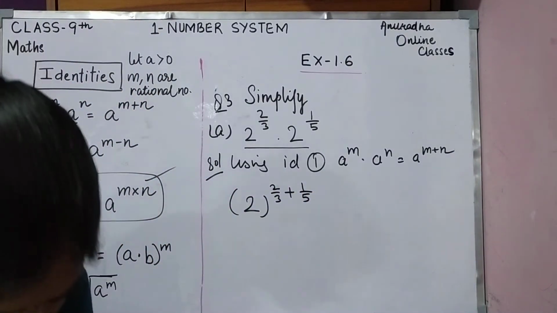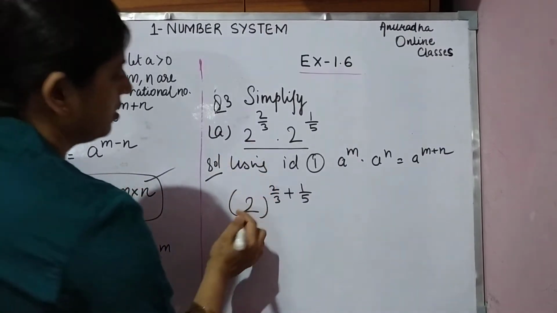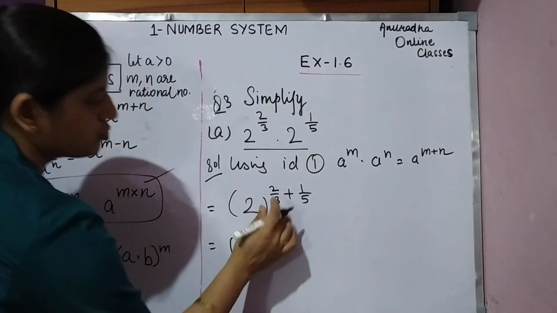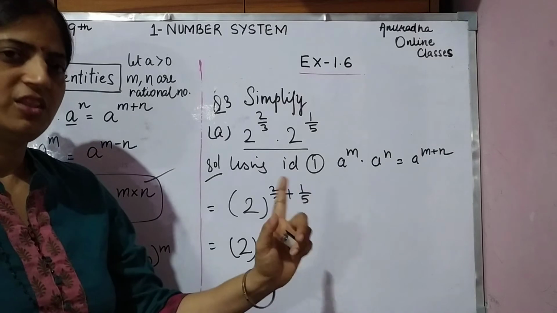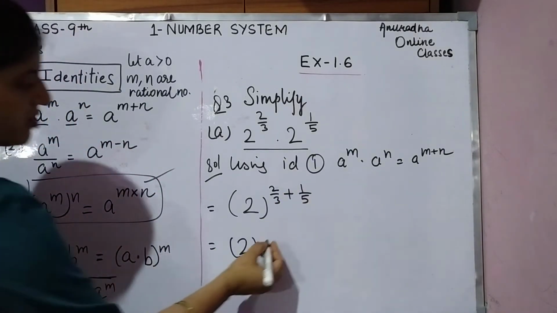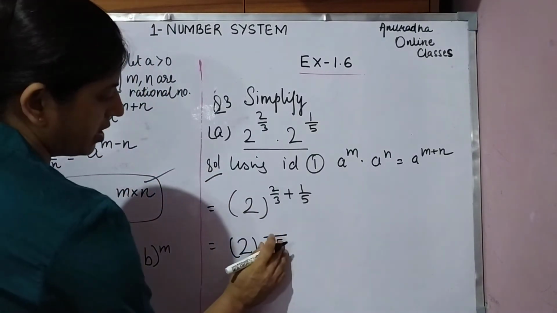It's 2 upon 3 only. Okay, so it will be 2 to the power... अब देखो यहाँ पे क्या है, it is 3 and this is 5. That means both are uncommon. हम इसका एलसीएम निकालेंगे. What is our LCM? Our LCM is 15.